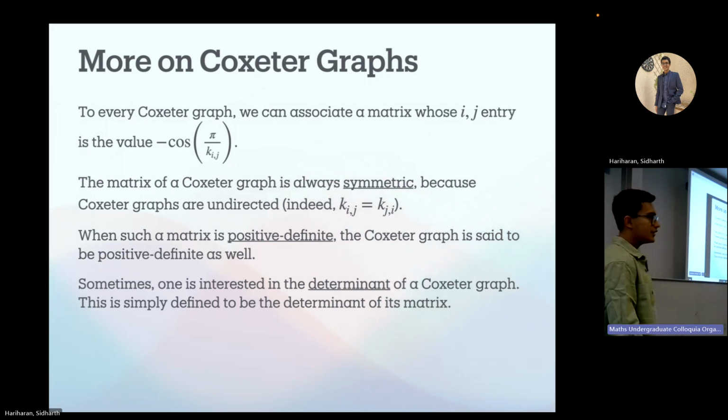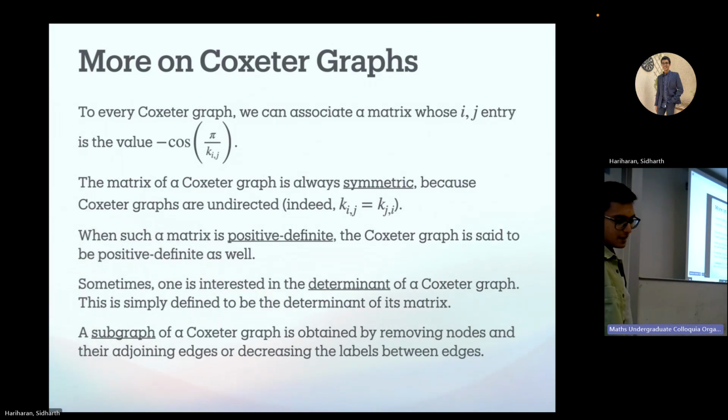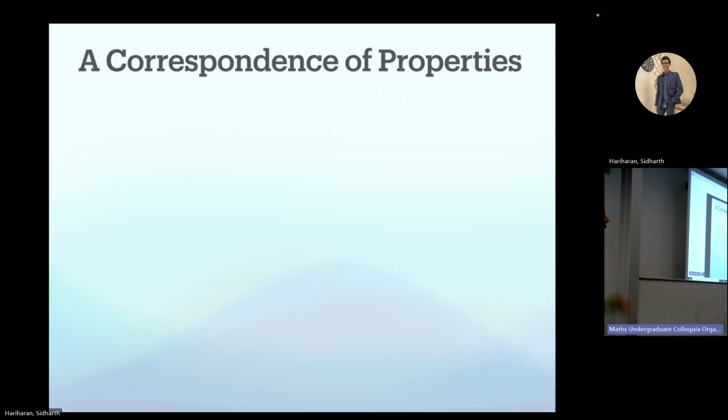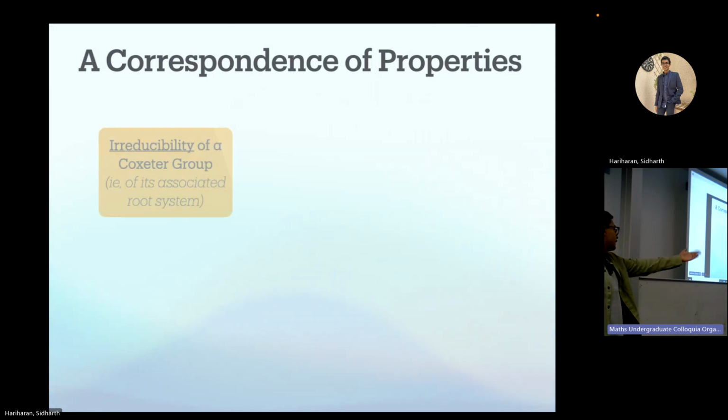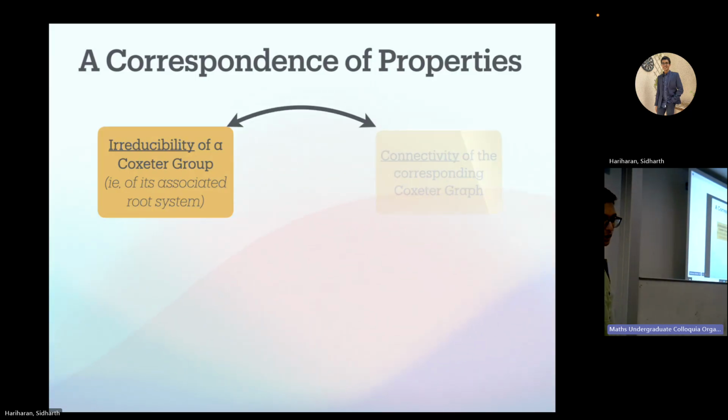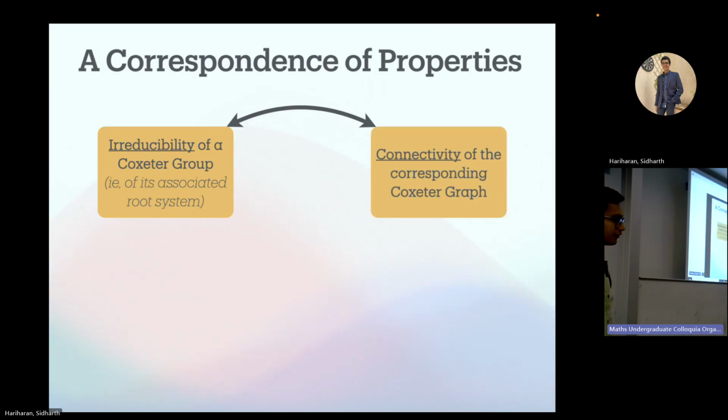And similarly, in the classification, you often look at subgraphs of Coxeter graphs and you look at their determinants. I'll talk about what a subgraph is, but the determinant of a Coxeter graph is just the determinant of this matrix. A subgraph is something that you get when you either remove a node and its adjoining edges, or when you decrease the weight of one of the edges, by which you can also remove an edge. You turn a 3 into a 2, get rid of the edge. That's another reason why you don't label things with a 2, because you can't go from a 2 to a 1, because there's no edge. And anyway, so now we have a correspondence of properties, which is exactly what my friend over there remarked in the first row. So irreducibility of a Coxeter group corresponds precisely to the connectivity of the corresponding Coxeter graph, right?